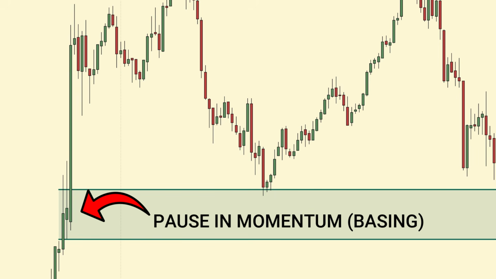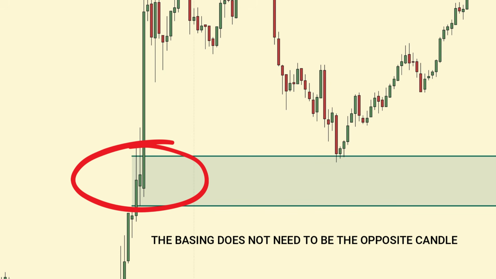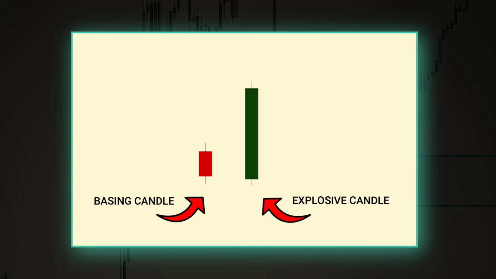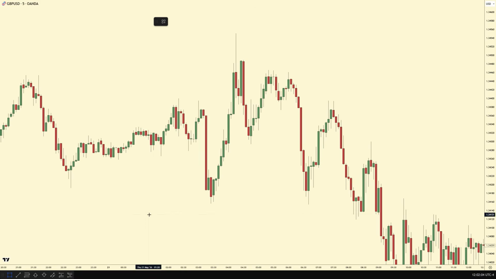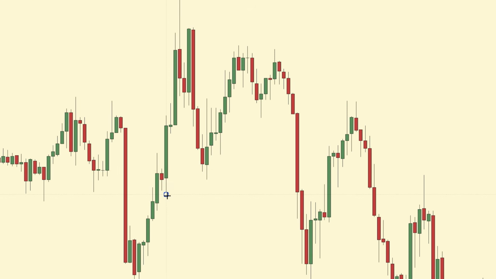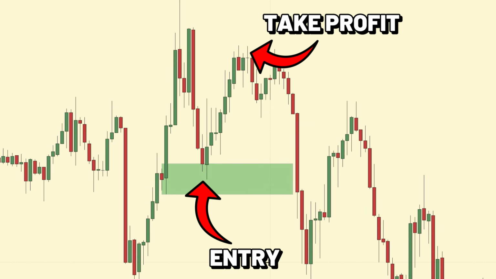And notice how it's not a red candle. The basing is not a red candle. It does not need to be a red candle. It just needs to be a basing candle, which indicates that pause in momentum followed by that explosive rally to the upside. Now, what I really like about the CP zones, they are my favorite type of zone, is that there's usually no drawdown and your take profit is usually hit quicker.